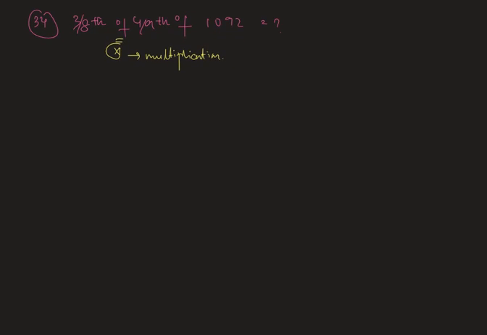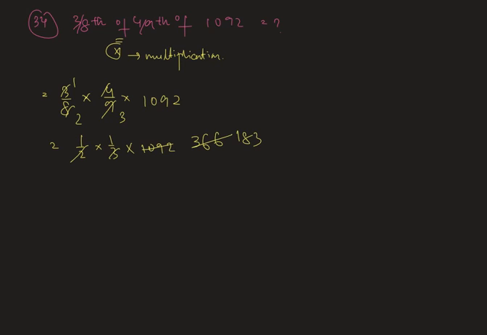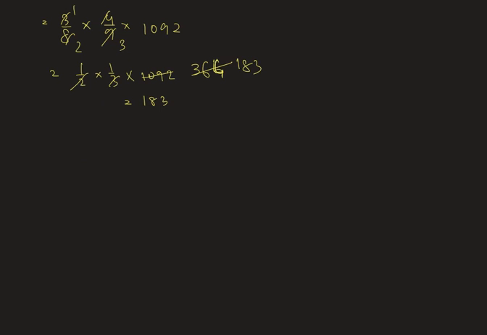Therefore we can write 3 by 8 of 4 by 9 of 1092, and this is equal to half multiplied by 1/3 multiplied by 1092, which results in 966, and from this we get 183. Sorry, we get here 364, therefore it results in 182.